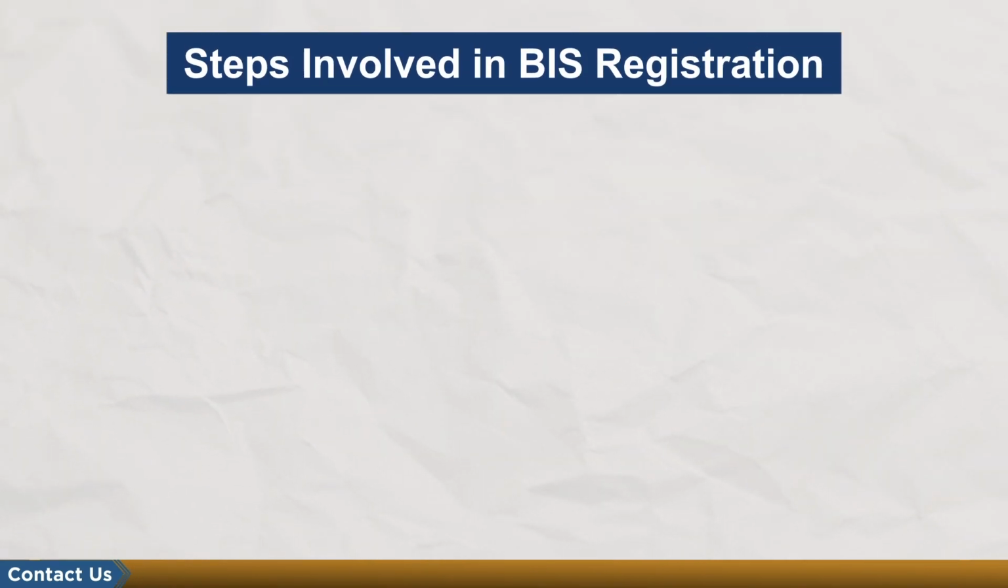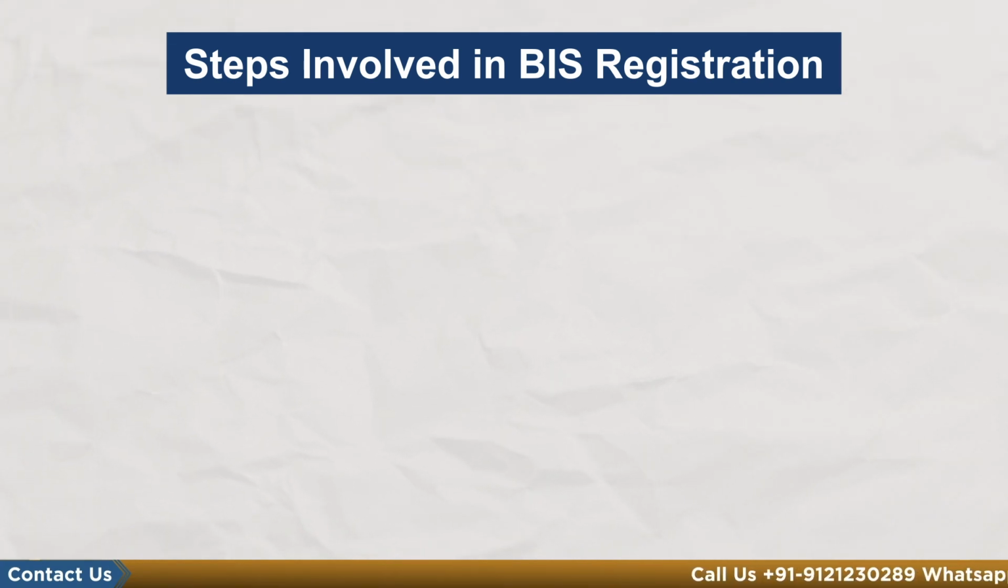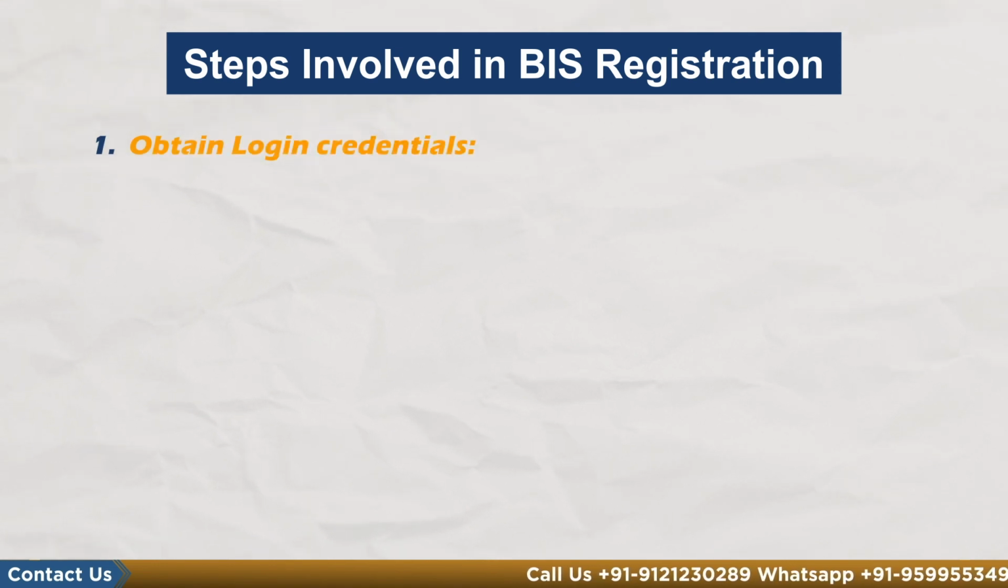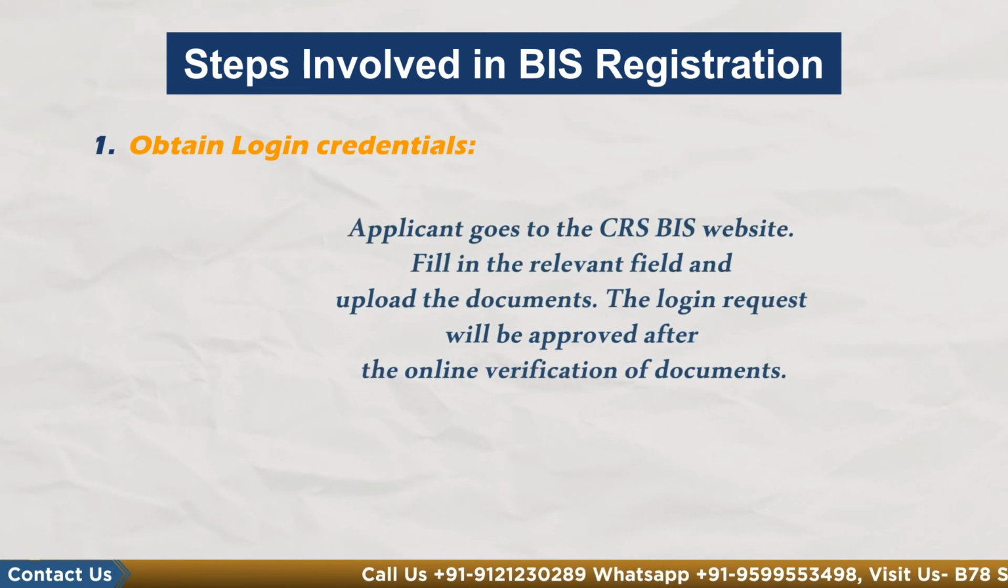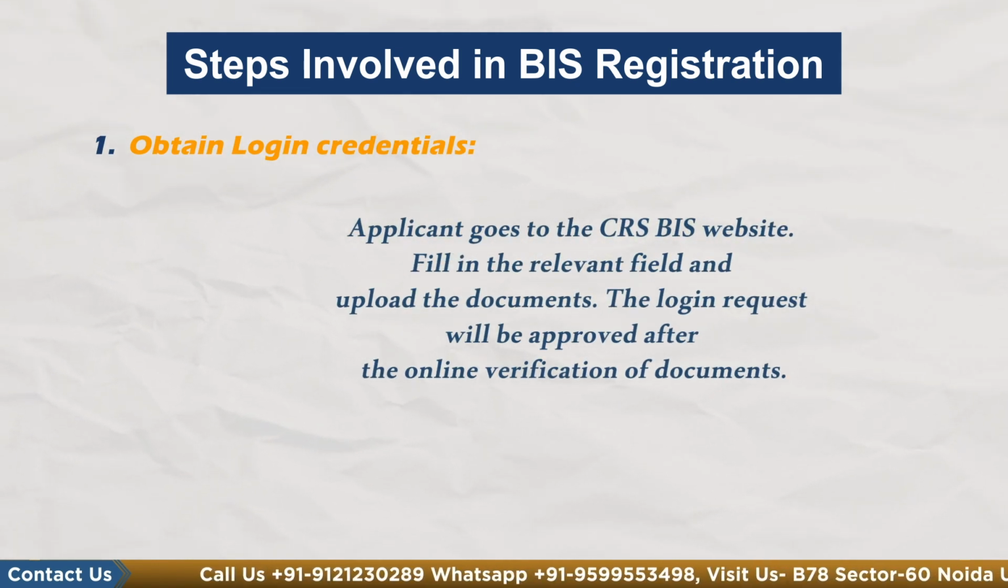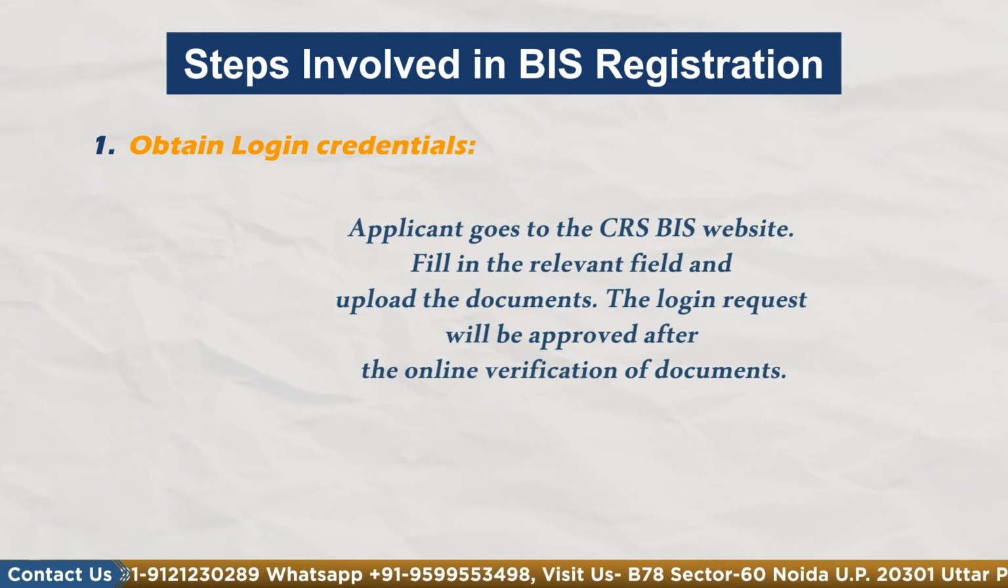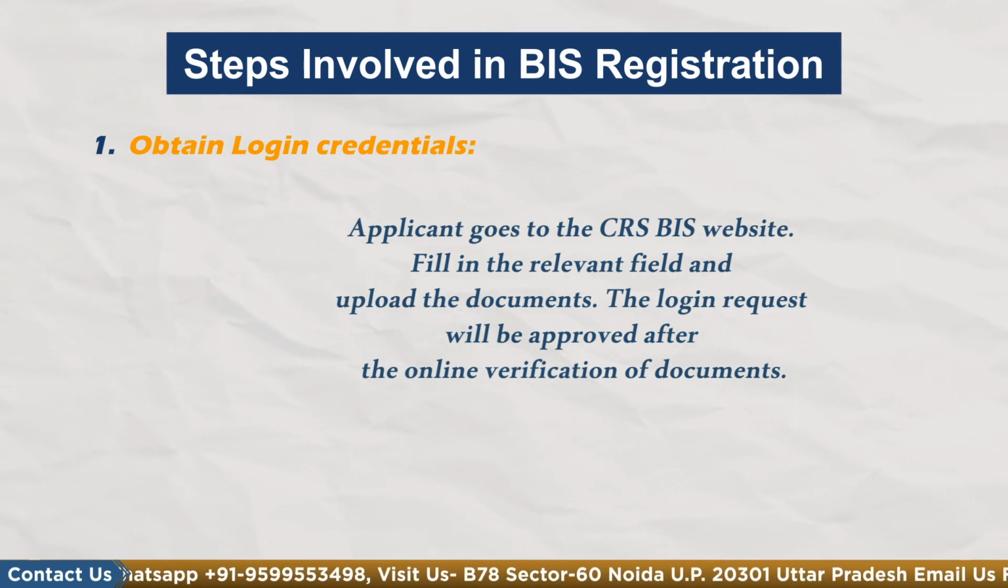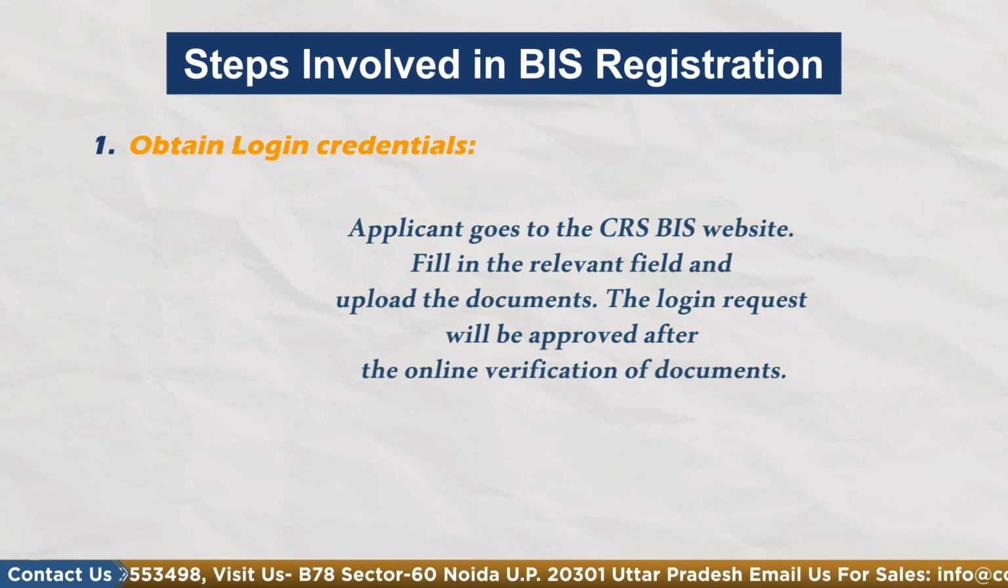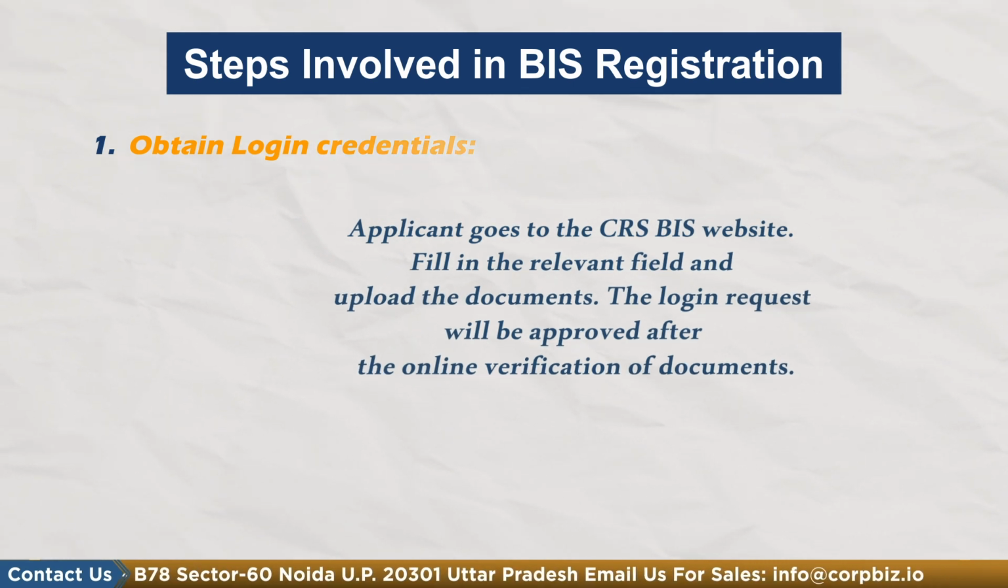Steps involved in BIS registration. The following steps are involved in CRS BIS. The first step is to obtain login credentials. The applicant goes to the CRS BIS website, fills in the relevant fields and uploads the documents. The login request will be approved after the online verification of the documents.